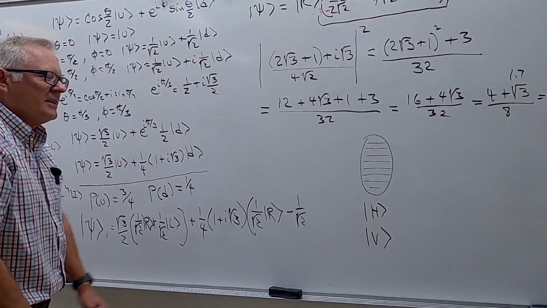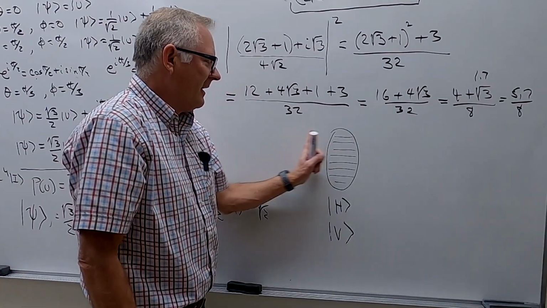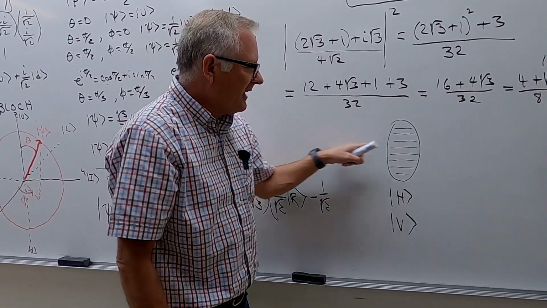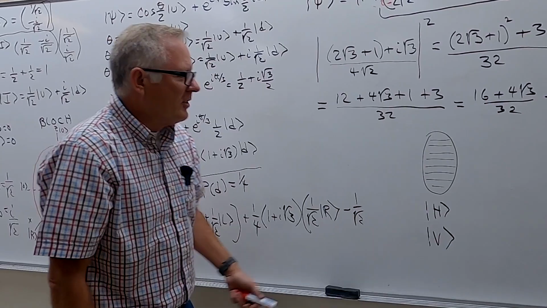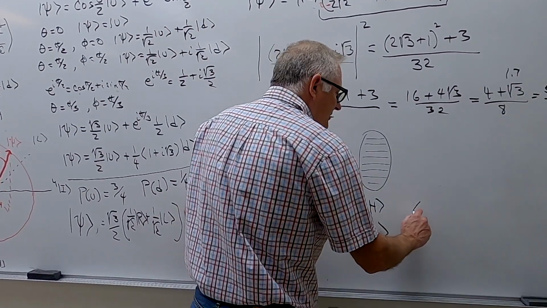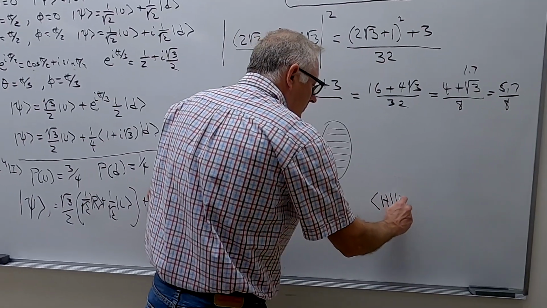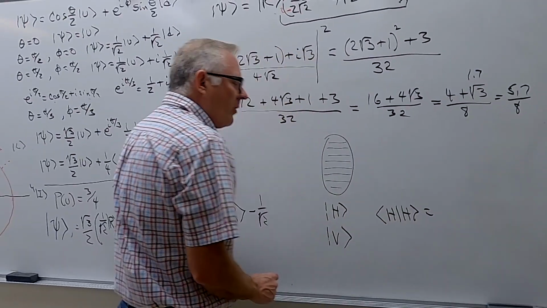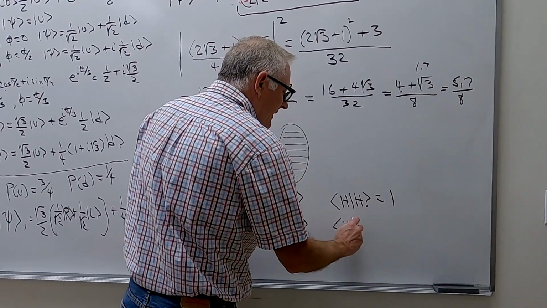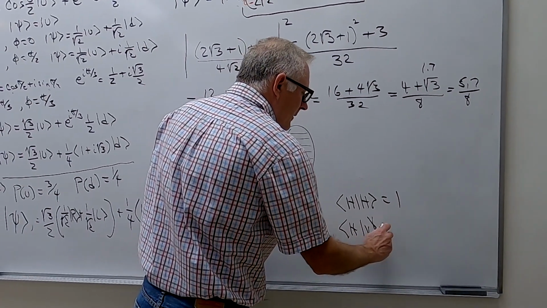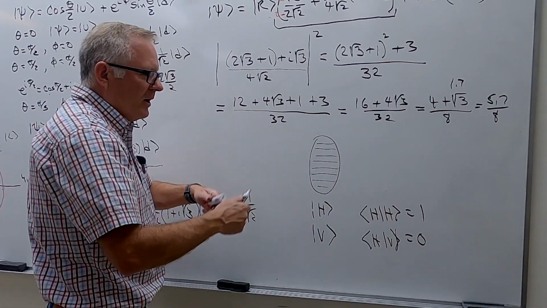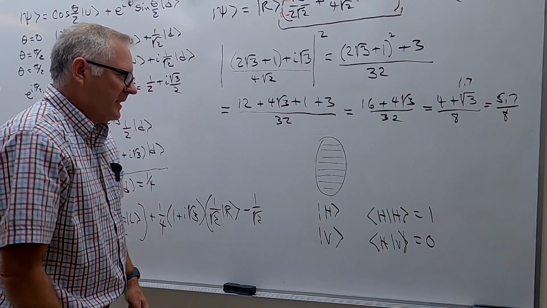If the photon is polarized vertically, it wouldn't get through here. If it was polarized horizontally, it would get through there. So these would be like my basis vectors. That is, my orthonormal basis vectors would be: <H|H> is 1, <H|V> is 0, and same with <V|V> is 1, and <V|H> is 0.